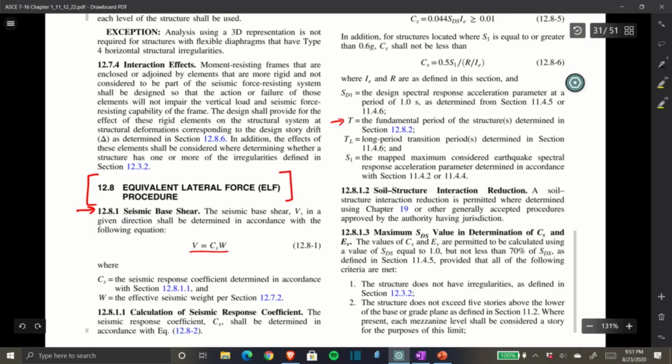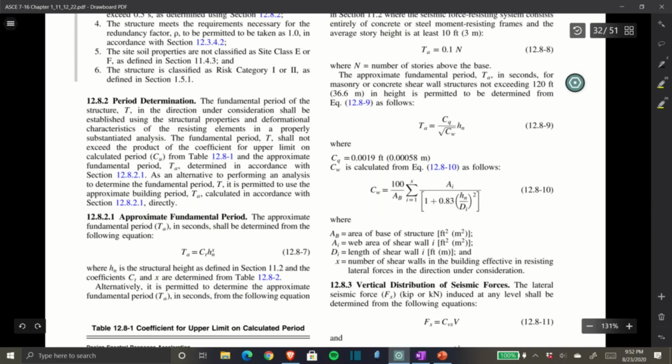Well, if we jump a little further, we will go back to T, section 12.8.2. Let's see what they have in store for us. So 12.8.2, period determination. The fundamental period of the structure T in the direction under consideration shall be established using the structural properties and deformational characteristics of the resisting elements in a properly substantiated analysis. The fundamental period T shall not exceed the product of the coefficient for upper limit on calculated period C sub U from table 12.8-1 and the approximate fundamental period T sub A, determined in accordance with section 12.8.2.1. Boy, that was a mouthful. Well, as an alternative to performing an analysis to determine the fundamental period T, it is permitted to use the approximate building period T sub A, calculated in accordance with section 12.8.2.1 directly. So that is what we're going to take advantage of.